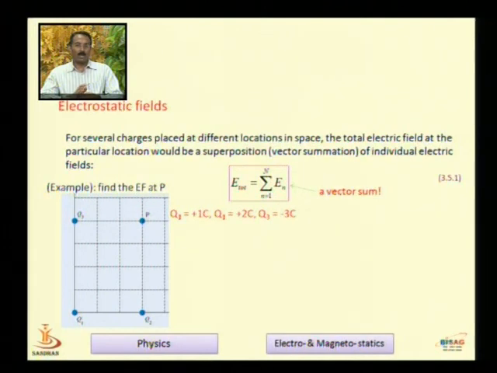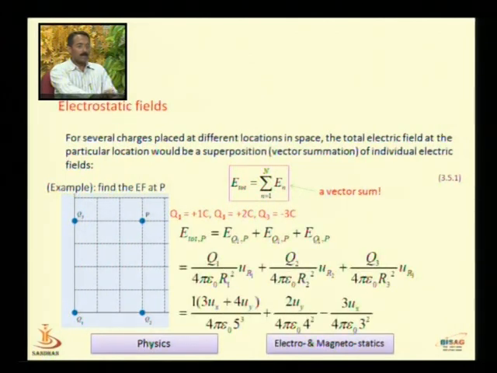You can compute Q1. It is trivial. First you find out what is the distance between Q1 and P, right? Then one can calculate the electric field due to Q1. Then similarly you can proceed for Q2 and Q3. Now this is the result. So the total electric field at point P is because of Q1, Q2 and Q3.